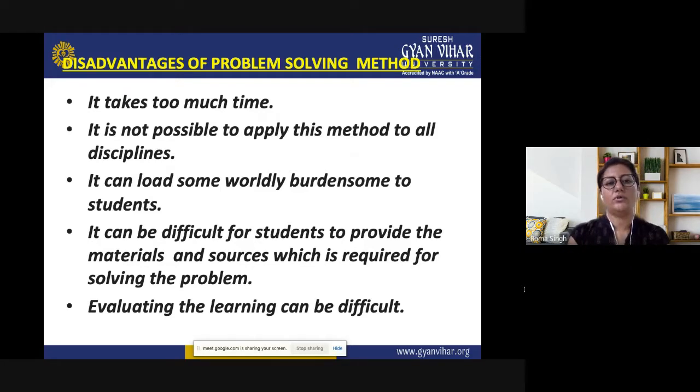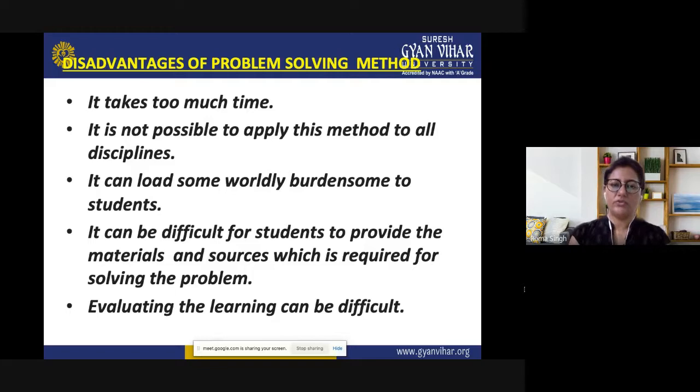It is not possible to apply this method to all disciplines. It can load some burden on students. Yes, there are certain students who do not know how to proceed. They don't participate in everything, and if it is a group, they depend on the most active students. So it can become burdensome for a few students, and it is not possible in all disciplines, all teaching methods, or all concepts that this method can be carried out.